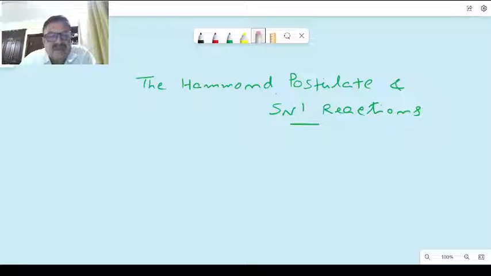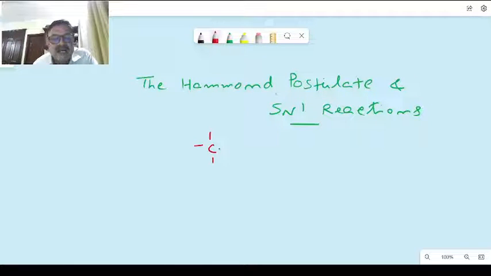Hello friends, today we will discuss the Hammond Postulate and how this postulate is applied to SN1 reactions. You are familiar with SN1 reactions, that is substitution, nucleophilic, unimolecular reactions. The basic mechanism of this reaction is a two-step mechanism, as we have seen.